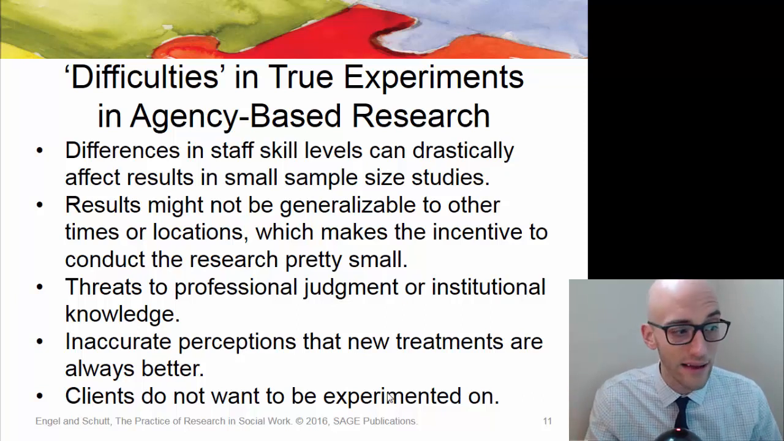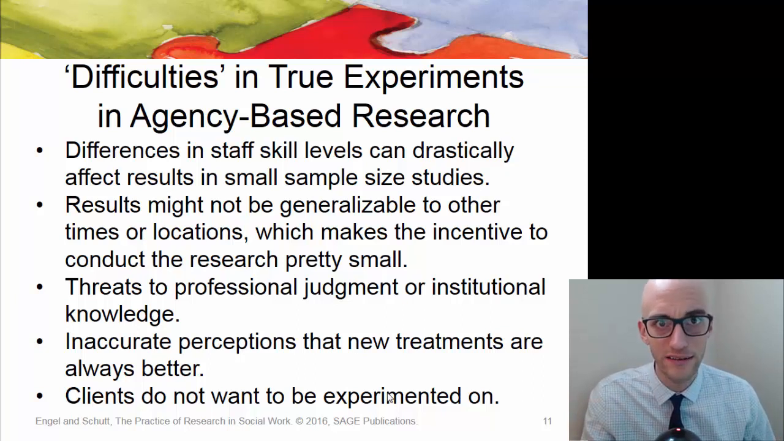And also, the last bullet point here is that clients do not always want to be experimented on. And typically the people who are more likely to give informed consent are probably the ones who have less clinical severity. So then you get an overrepresented sample of clients who have less severe symptoms, maybe even at baseline.